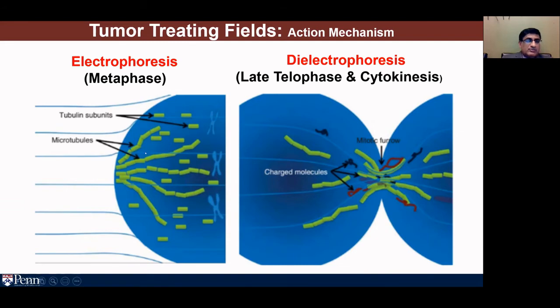So what does it do? In cell division, there are two main protein molecules which are involved. One of them is tubulin, and the other is septin, and both of them are highly polar molecules. So when these tumor treating fields are applied, they prevent the polymerization of tubulin molecules or the septin molecules. As a result, there is no complete formation of the spindle apparatus.